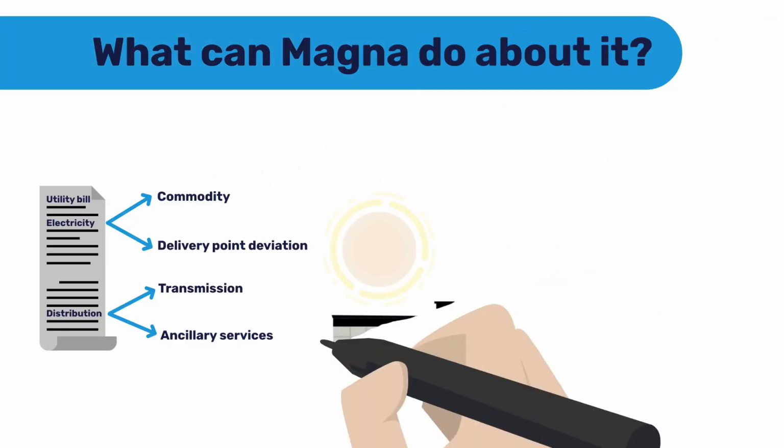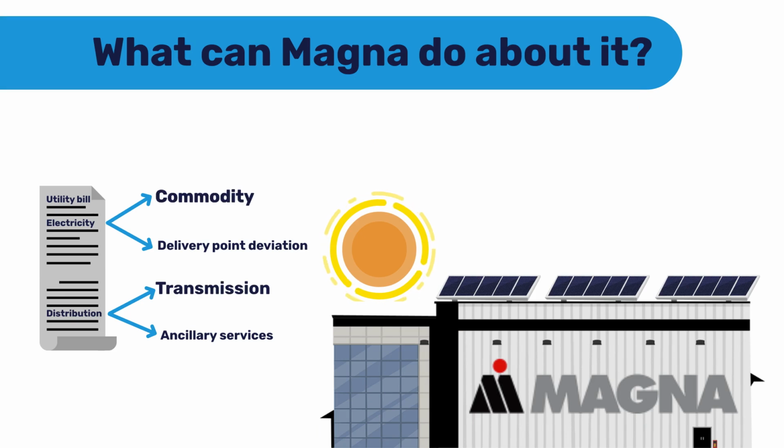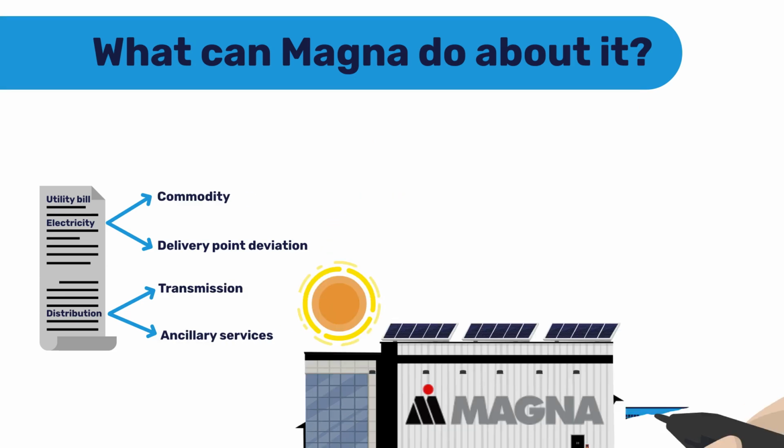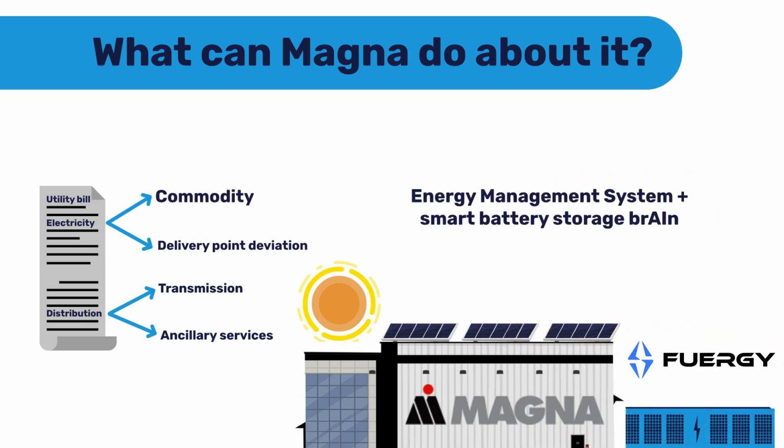As a company, your electricity consumption can be reduced by installing solar panels. This lowers the cost of the commodity and also some of the distribution charges. With an energy management system and smart battery storage from Fuergy, you can improve the performance of your solar panel system, lower the charges for your delivery points deviation, and generate revenue from ancillary services.